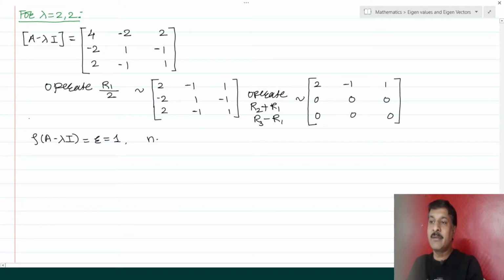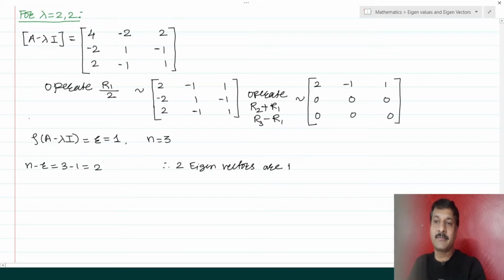And n means the number of unknowns here, x, y, z, so 3. So what is n minus r? I am getting n minus r equal to 3 minus 1, that is 2. Therefore 2 eigenvectors are possible or exist, you can say.